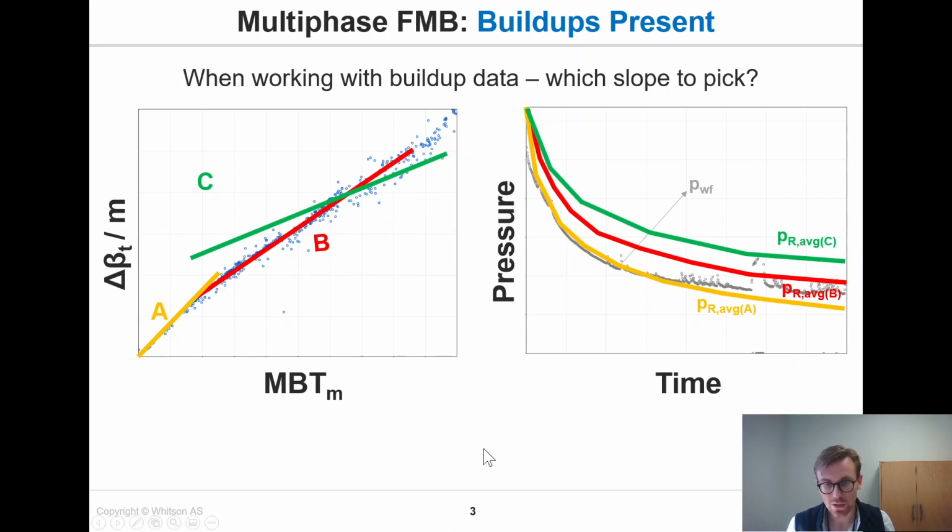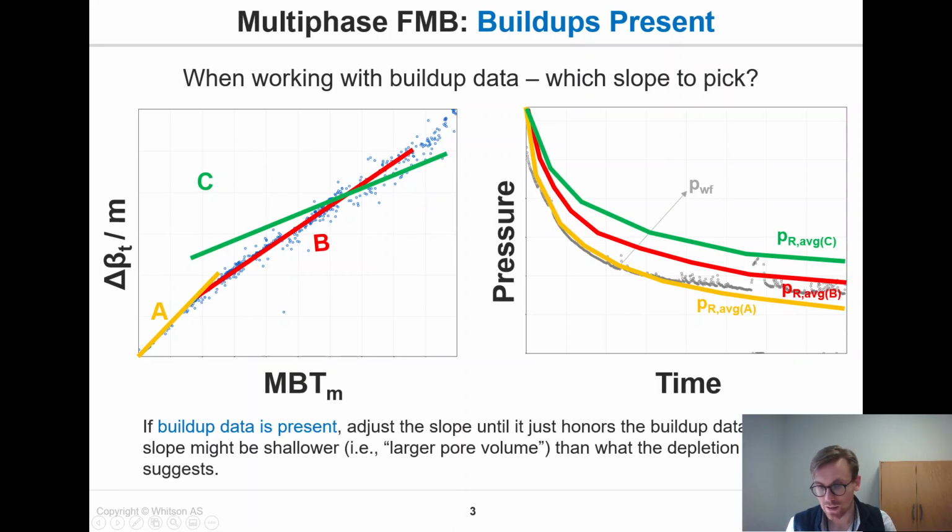something similar to this. So that leads to the second observation: if you have buildup data present, then adjust your slope until it honors the buildup data, and the slope might be shallower than what the depletion data only suggests. And a shallower slope means a higher pore volume.